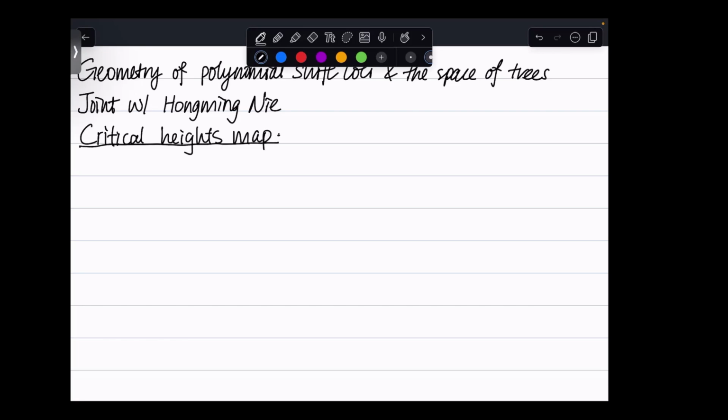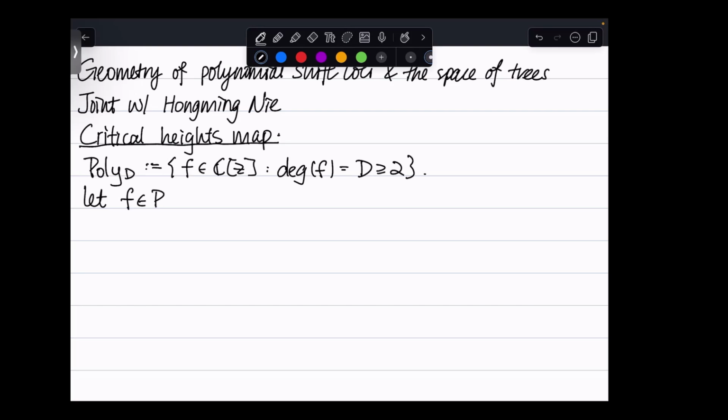Okay, so let's take the space of polynomials of degree d. This is the collection of polynomials with complex coefficients of one complex parameter, and the degree of the polynomial is equal to d, which is an integer greater than or equal to 2. So let f be an element in Poly_d. That is to say, f gives us a dynamical system from the complex plane to itself.